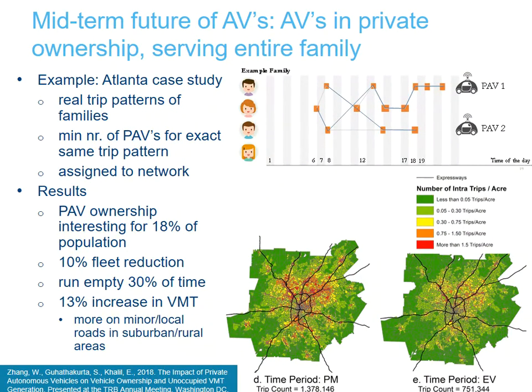etc. This analysis shows that only 80% of the population in Atlanta would have true benefit from this technology and would therefore buy it. But that fleet would run empty 30% of the time, and it would lead to 13% of extra vehicle miles traveled, especially on the smaller roads exactly where these families live and their kids play.